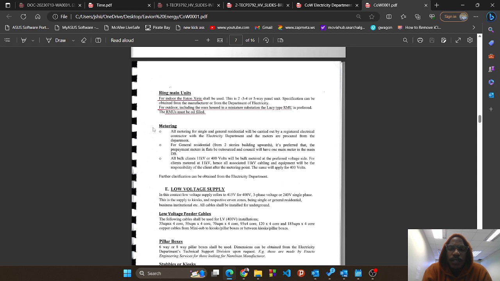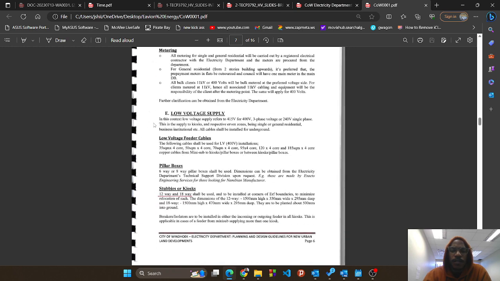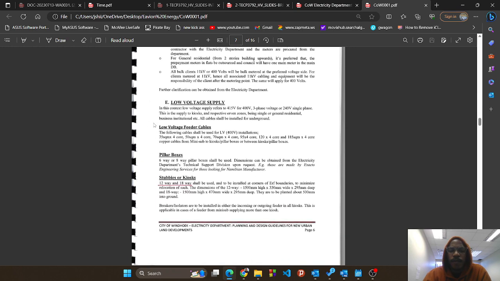The ring main is just to let you know of the loop that I was talking about in the previous video, whereby all miniature subs should be connected in a loop in such a way that if one line has got a fault on it, then you can use the other supply voltage on it. And then the metering, this is just the general metering from the console, so you can read that further.